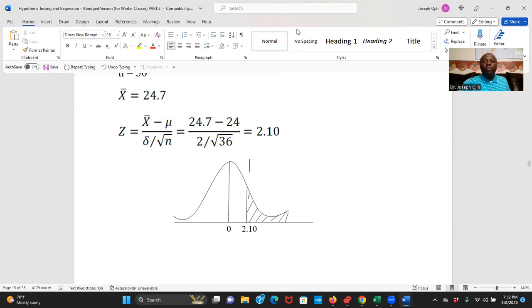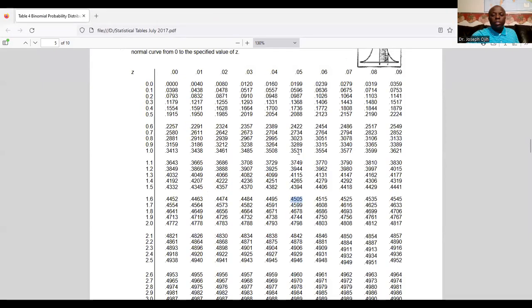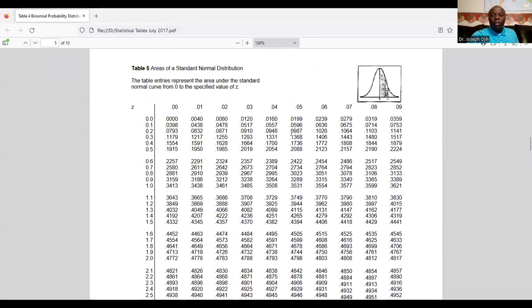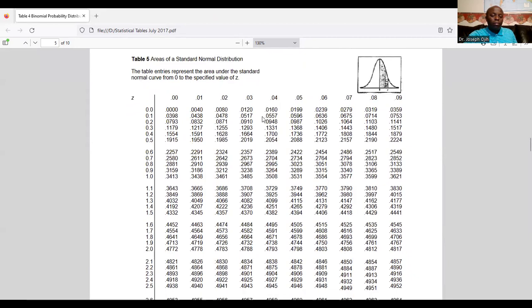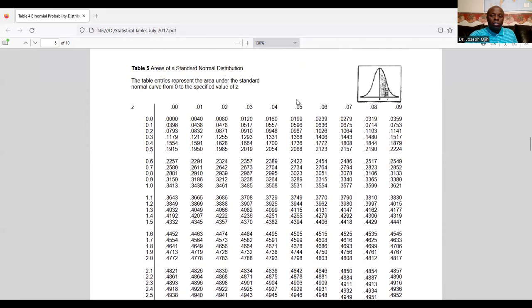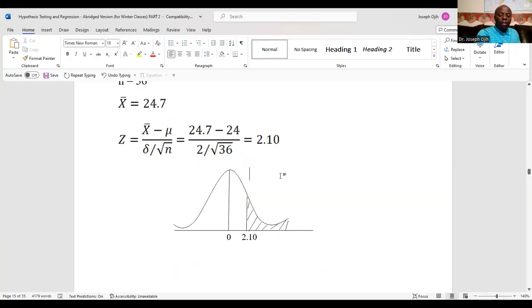Since we're using this type of table, remember, it is not cumulative. If you're using the cumulative table, that means you're gonna use a different rule. This one is not cumulative, so we're gonna use our p-value in that case. If you're using this table, the p-value now becomes p-value.